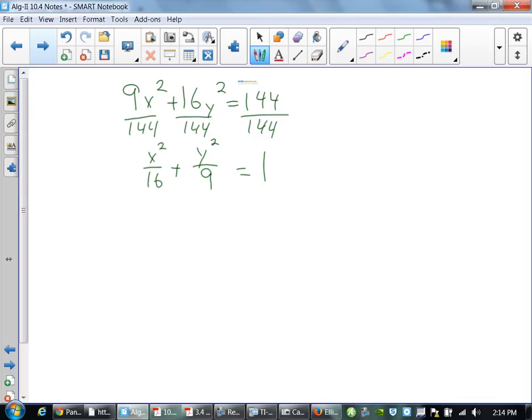No. Well, you can, but you have to do a lot of work that you have to do by hand anyway. In this case here, which one is a squared? The 16 is a squared, so which way is this stretched? Left and right. So once I know that it's going to be stretched left and right, I'm always going to draw a little diagram so I know which way I'm going.